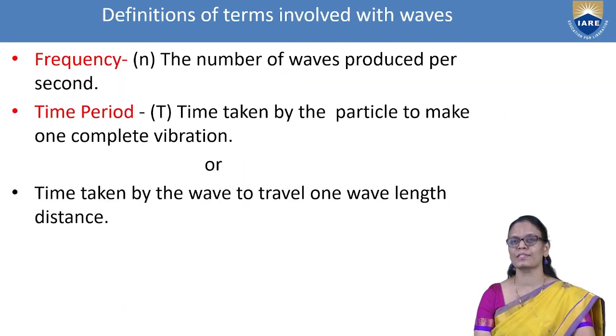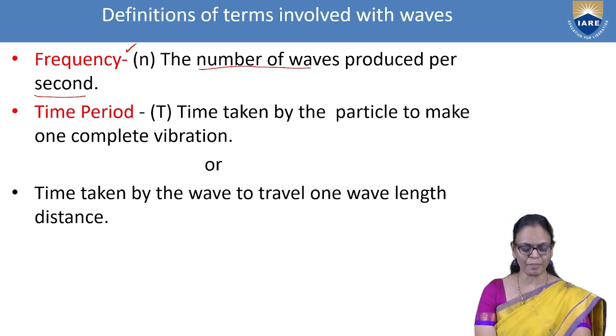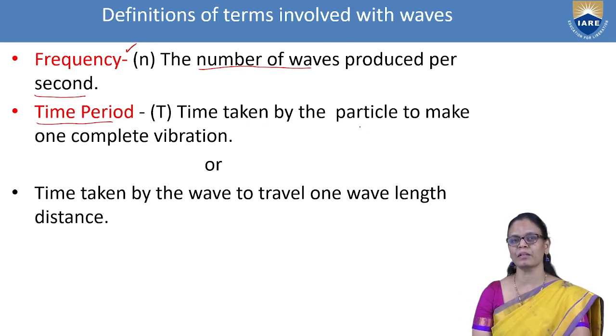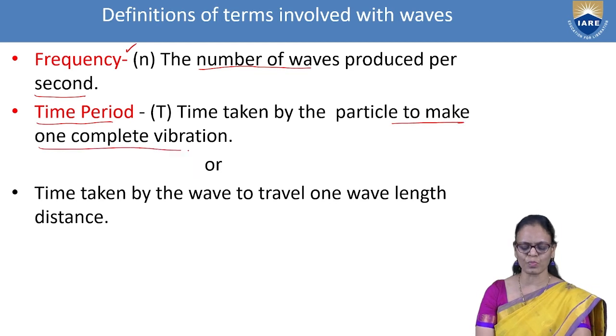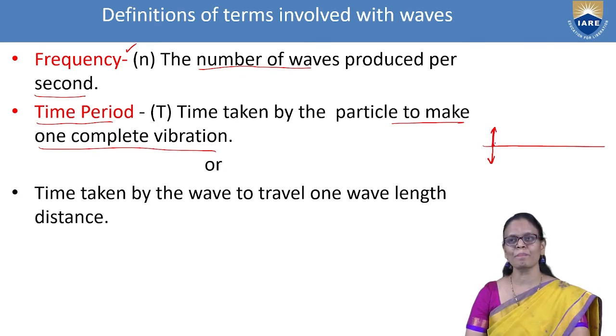Now coming to frequency. The number of waves produced per second gives us the frequency. It's a very simple definition. What does frequency mean? How many waves are there per second? That gives us the frequency. And time period here is the time taken by the particle to make one complete vibration. If you are talking about a particle which is vibrating about the mean position, it starts from here, goes up, comes down and comes back. That is why we call it simple harmonic motion.